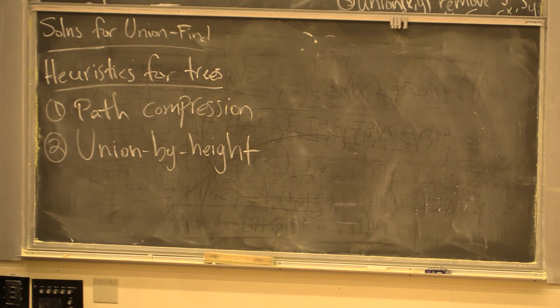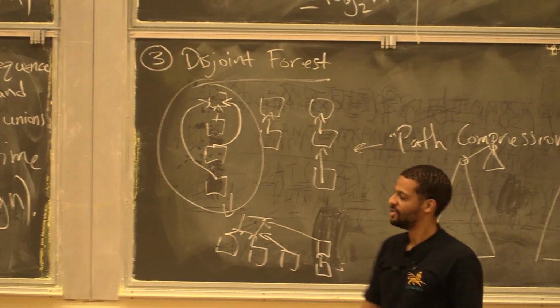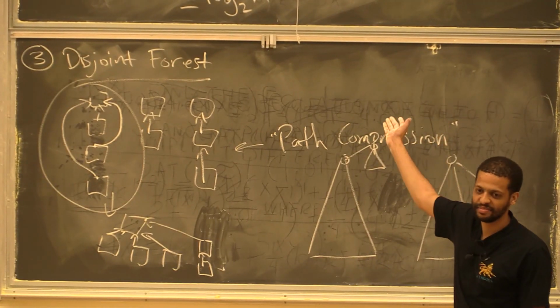And you can actually analyze them separately. So you can say, forget about path compression. Let's just do trees where I do union by height. What kind of running time would I get? You could actually get that same kind of analysis.